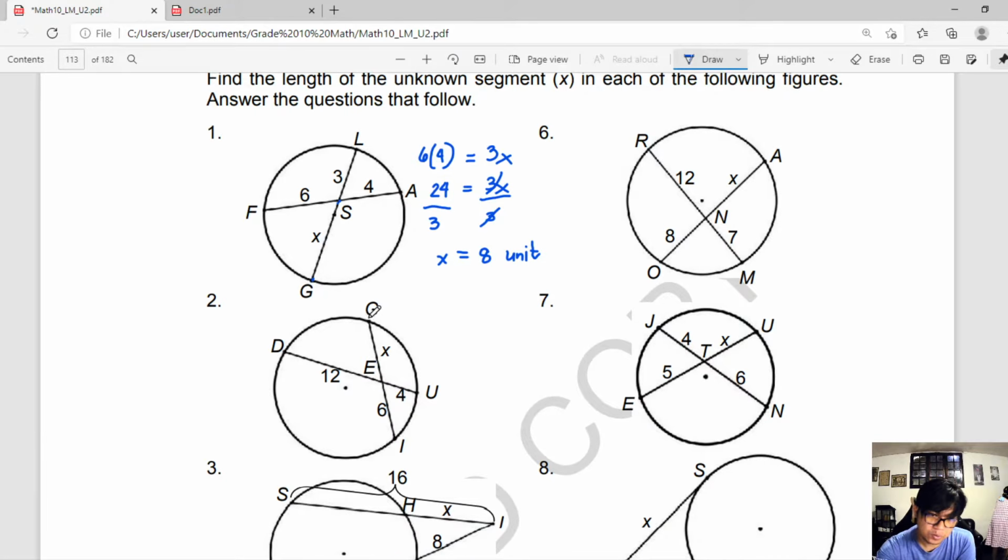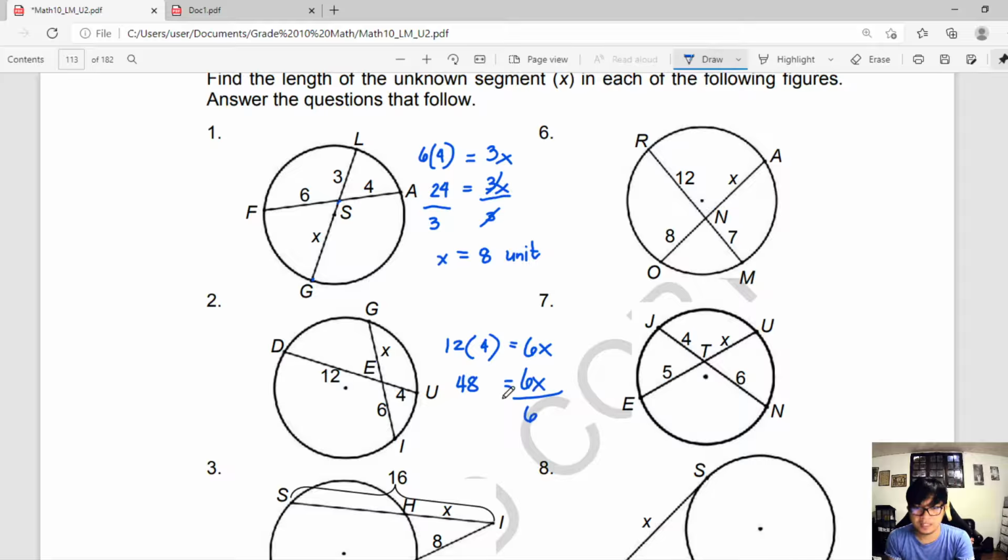Number 2 is also two chords intersecting each other. So we will still use the theorem about two intersecting chords. The product of this one is equal to the product of the other chord. So we have 12 times 4 is equal to 6 times x, 6x. Okay? So what is 12 times 4? That is 48, equal to 6x.